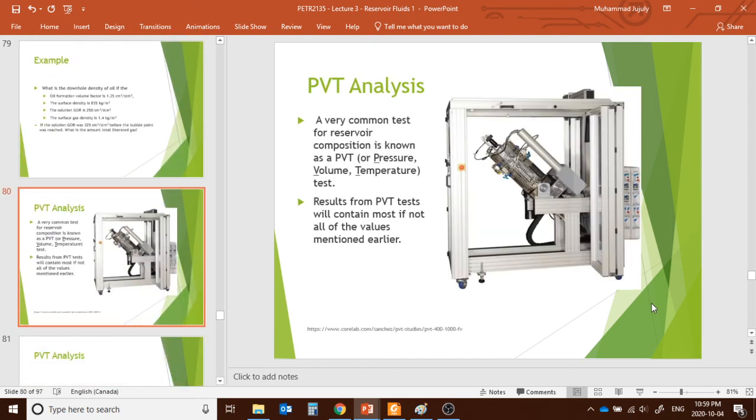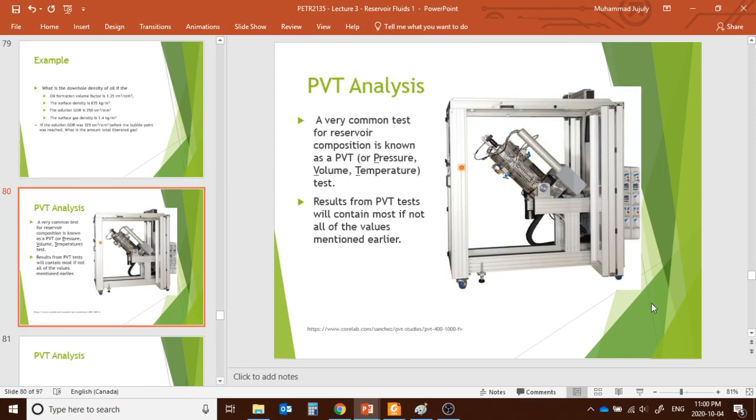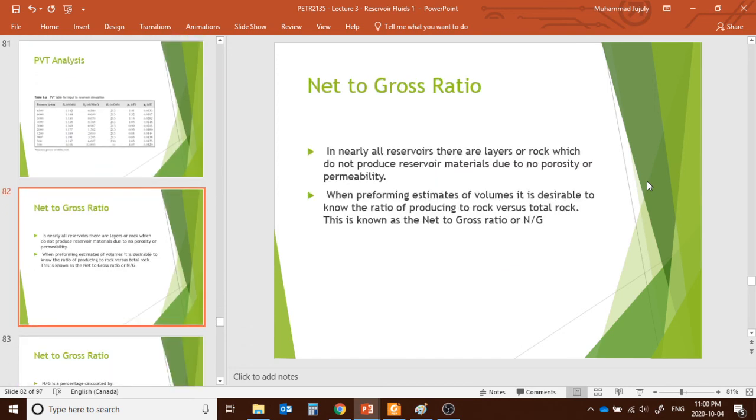now how can we know the composition of the crude oil, because it is very important to know the composition to calculate how much oil is actually in reserve there, and you can do that with the PVT test. Okay, the results of this PVT test will contain most of the values mentioned earlier. So the PVT test is the input of the reservoir simulation, and we'll get the PVT test analysis.